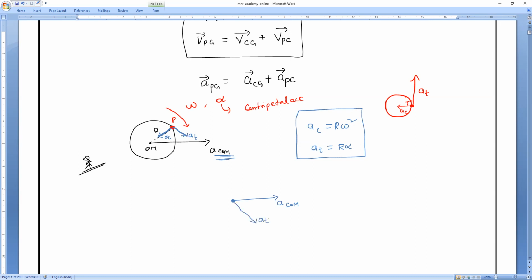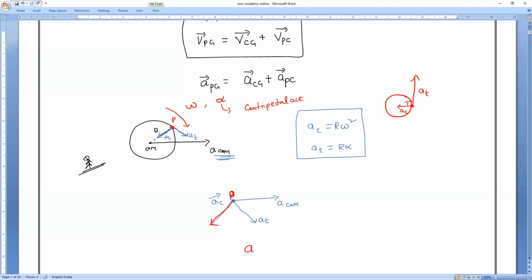Tangential acceleration, and another acceleration which is acting towards the center. What is that acceleration? Centripetal acceleration, towards the center. So these are the accelerations acting on a point P.